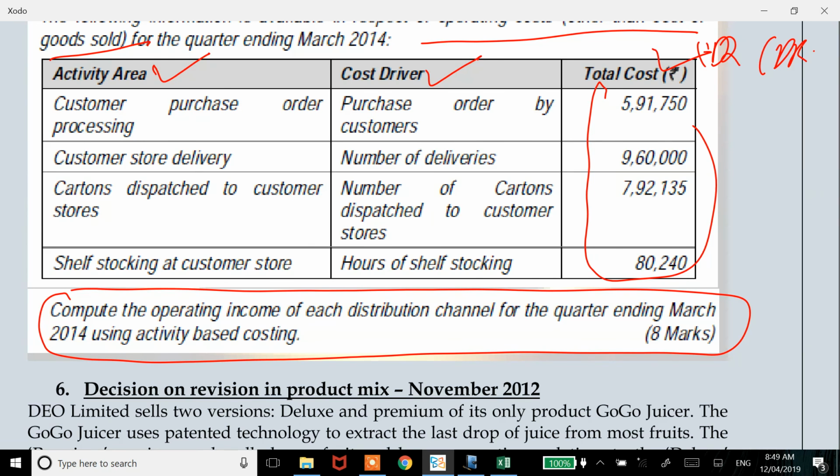Let's first do working note 1, which is cost driver rate under ABC. Working note 2, apportionment of overheads under ABC. Working note 3 is normally cost per unit under ABC. Here it's profitability statement under ABC.